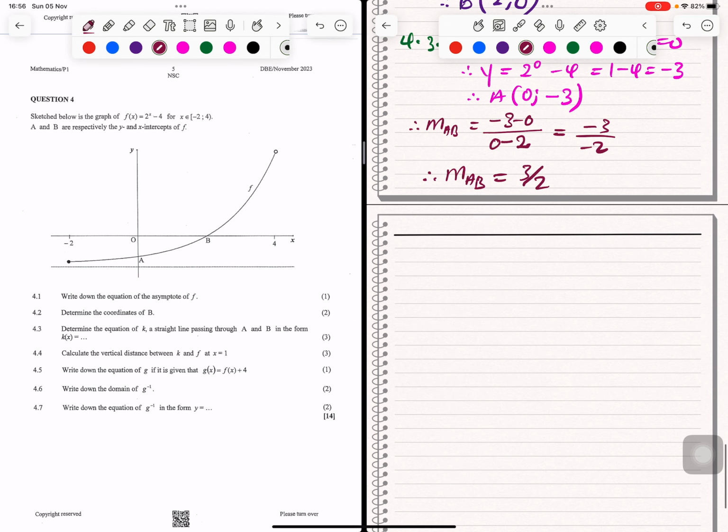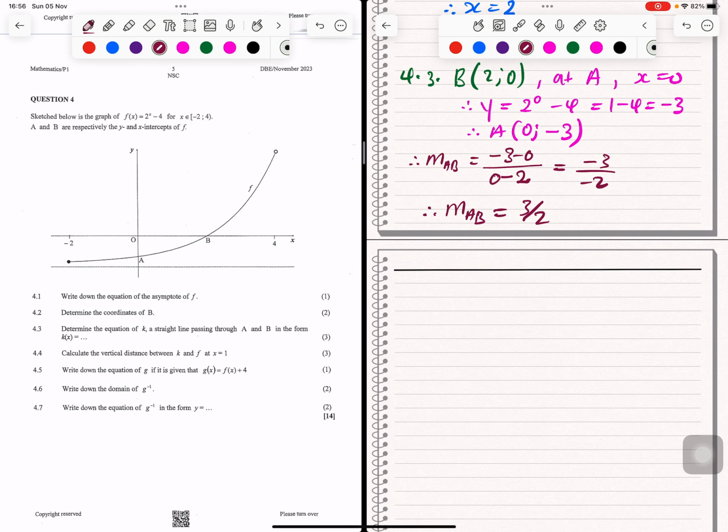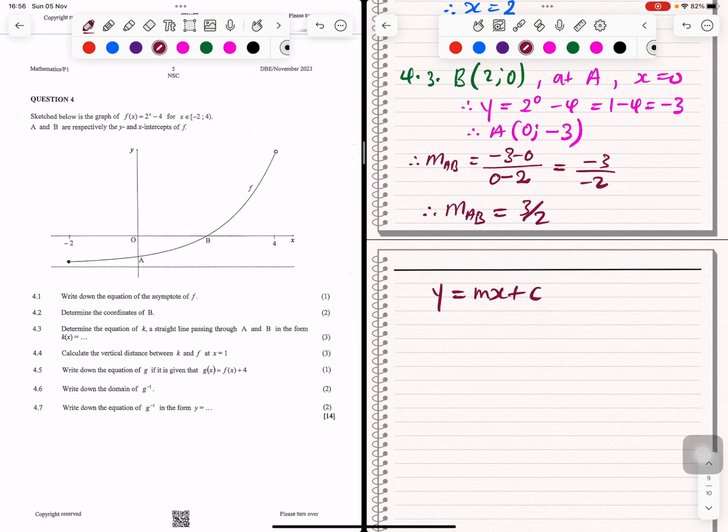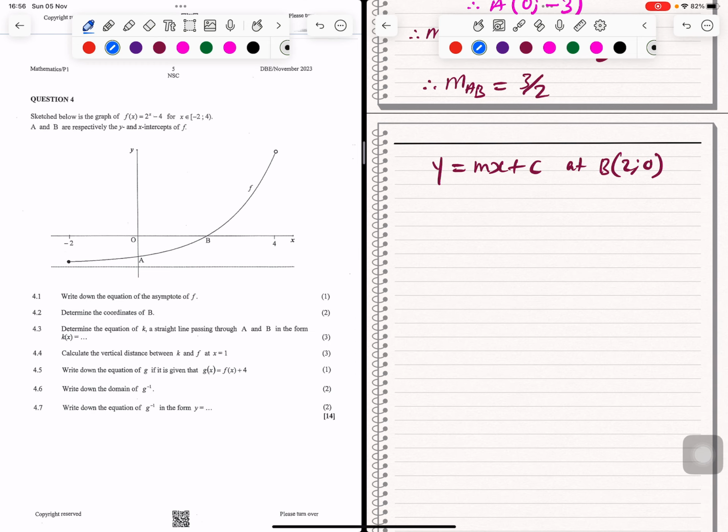This is only the gradient. You also want the equation. So the equation would be y equaling mx plus c. So you can choose any point between b and a. I would like to choose the point b because it doesn't have a negative. So I'll say at the point b, so the point b is 2 and 0. The gradient, I know it's 3 over 2. So the point y is 0. I'm going to have 0 is equal to the gradient, which is 3 over 2, times x. At this point, x is 2, plus c.